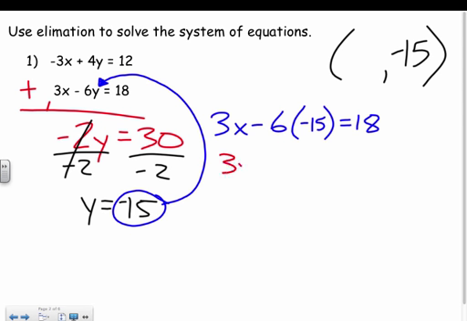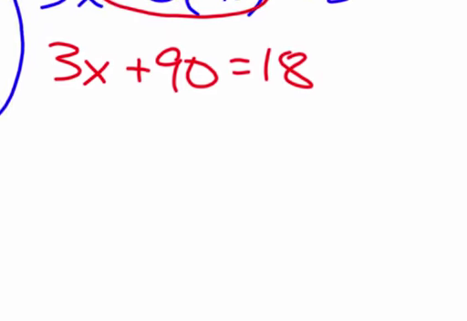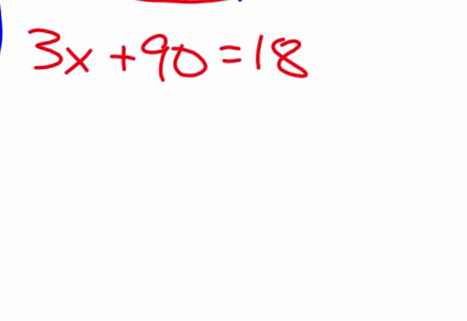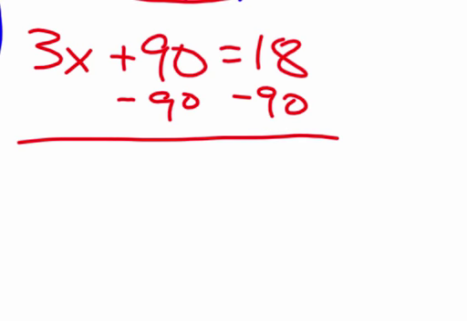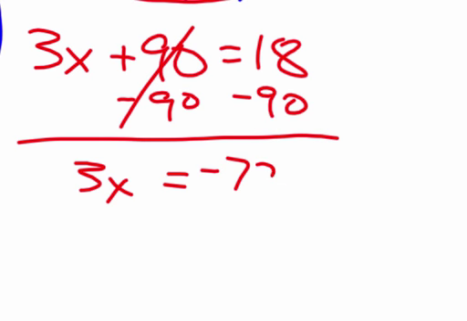So I bring down my 3x. Negative 6 times negative 15 gives me what? A positive 90, equals 18. And that's why I plugged it in there instead of the top one. I like to deal with positives. So now I just solve. I subtract 90 from both sides, and I get 3x, that's gone, equals negative 72.